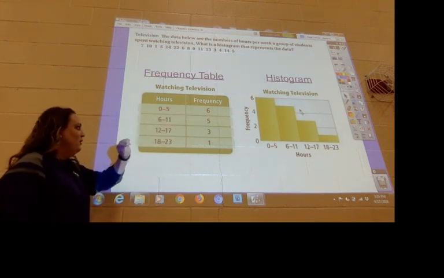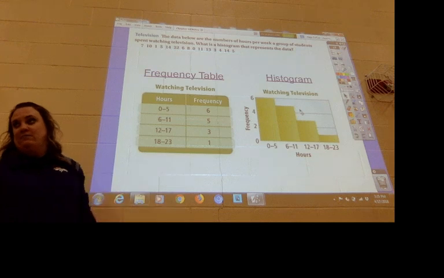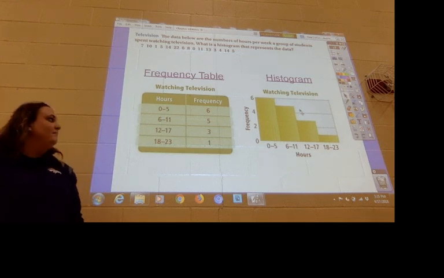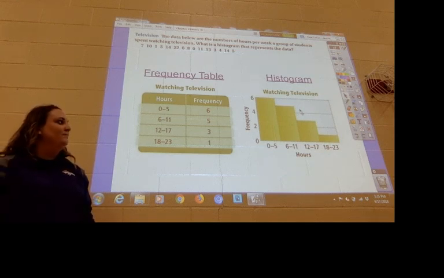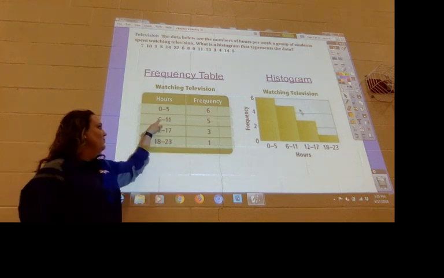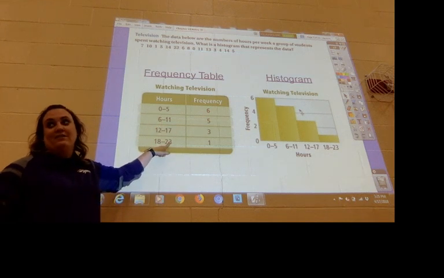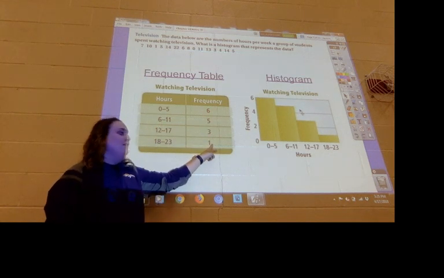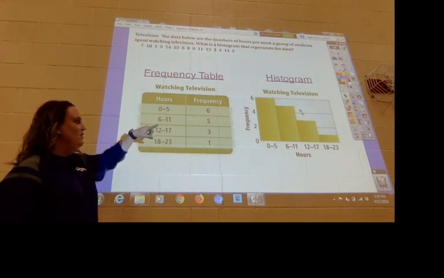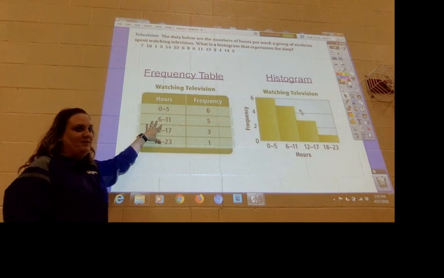How many numbers fell between 12 and 17? 3. How many numbers fell between 6 and 23? Five. Six and 23. Nine. Okay, so trick question, but they like to trick you like that. So that's a frequency table.